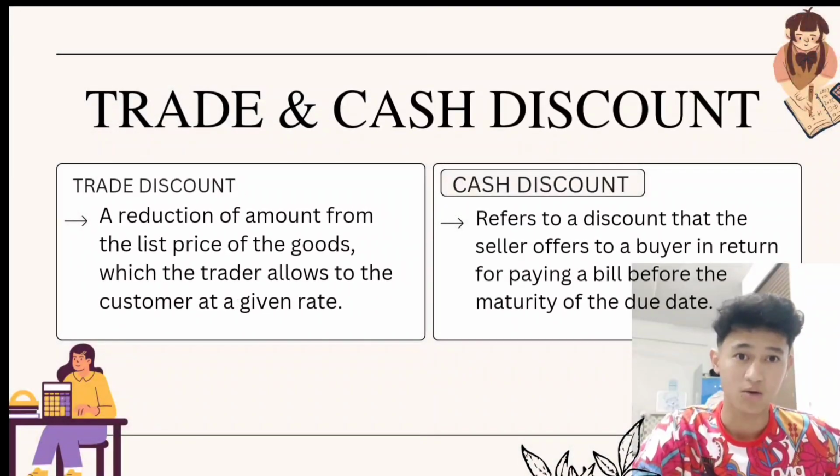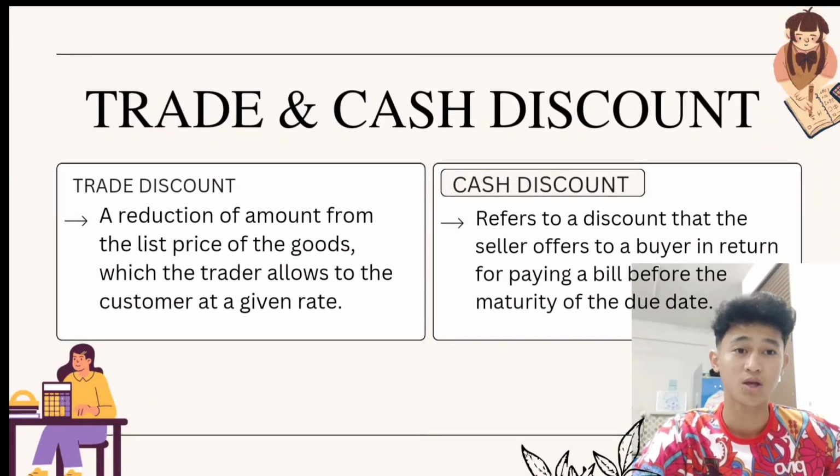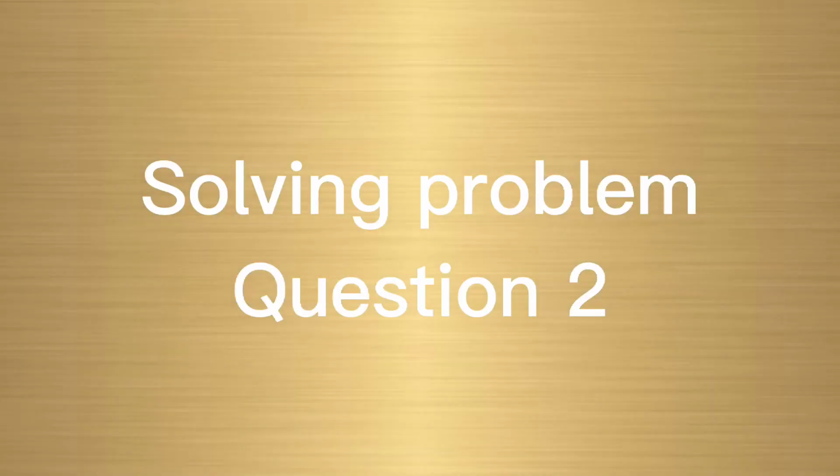Next is trade and cash discount. The definition is divided into two, which are trade discount and cash discount. Trade discount is a reduction of amount from the list price of the goods, which the trader allows to the customer at a given rate. Meanwhile, cash discount refers to a discount that the seller offers to a buyer in return for paying a bill before the due date.